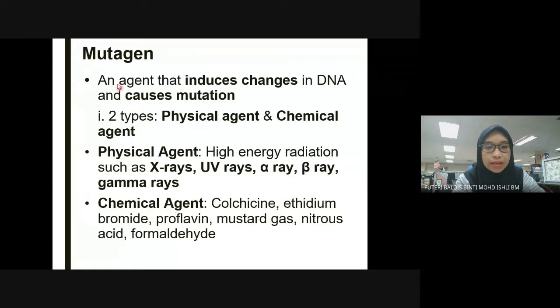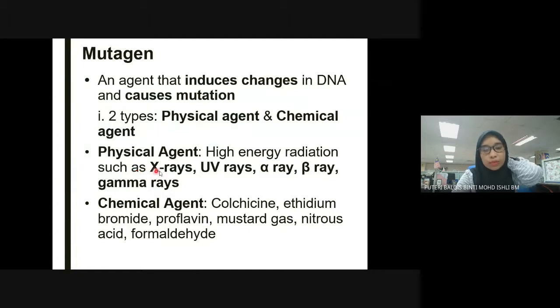Okay, before that, what is a mutagen? Mutagen is an agent that induces changes in DNA and causes mutation. There are two types, physical agents and chemical agents. So the one that causes mutation kita panggil sebagai mutagen. Physical agent adalah high energy radiation. Contohnya X-ray, UV ray, alpha ray, beta ray, gamma ray.